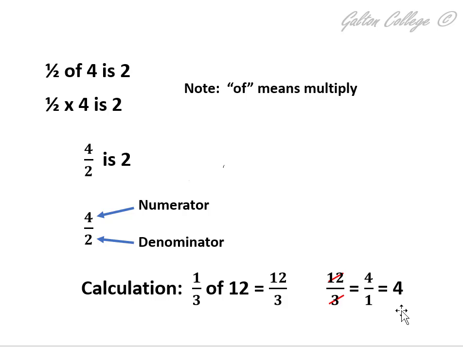What we've picked up here is the name of the top part and the bottom part of the fraction. Of means multiply, and we've got an idea of how to get something like 1/3 of 12. We write down the 12, that becomes our numerator, and the 1/3, the 3 becomes the denominator. Divide the numerator by the denominator, and the answer here is 4.